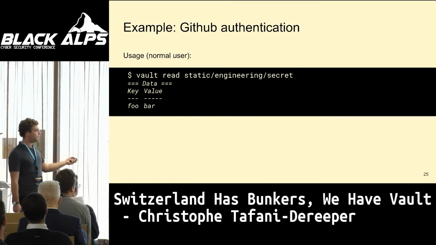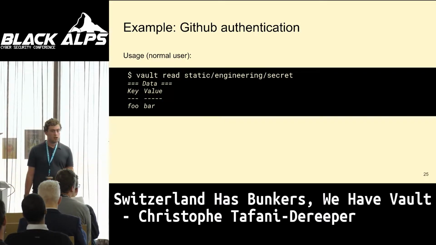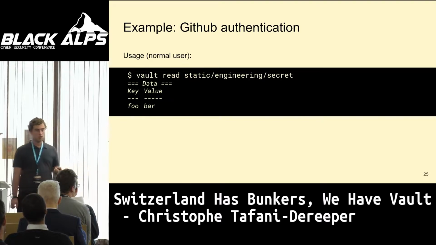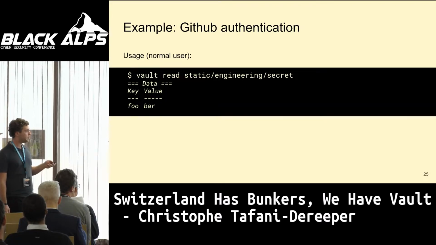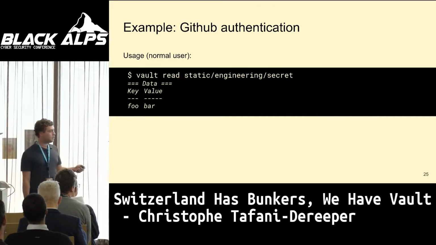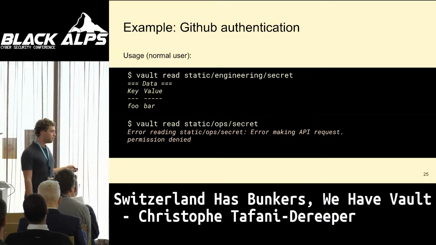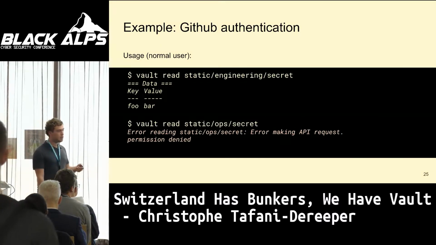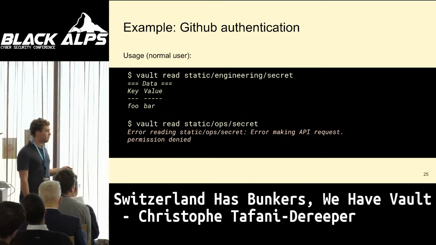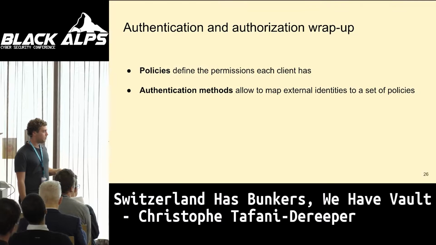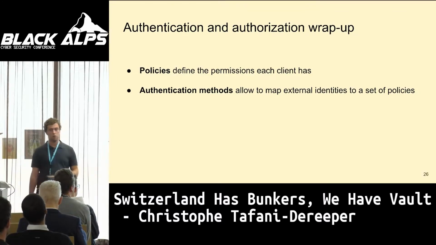And once I am authenticated to Vault, I can start to read and write some data. If I read something under static engineering secret, I will have the rights to do it because my policy allows me to do it explicitly. And if I read something else, Vault policies are denied by default. Since my policy doesn't explicitly allow me to do it, it will be denied. So this is the way we do authentication and authorization in Vault.